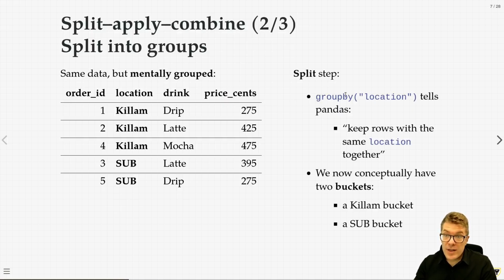So the splitting step will help us group by, in this case, location. The group by function, with location, the name of the column, passed as an argument, will tell pandas to keep the rows with the same location together, and that's basically it. Now we basically have two distinct siloed buckets: a Killam bucket and a SUB bucket.